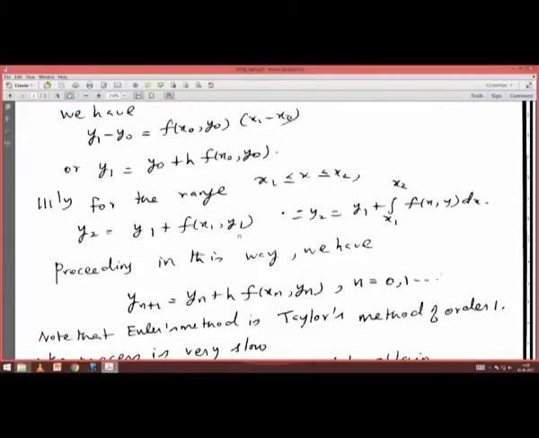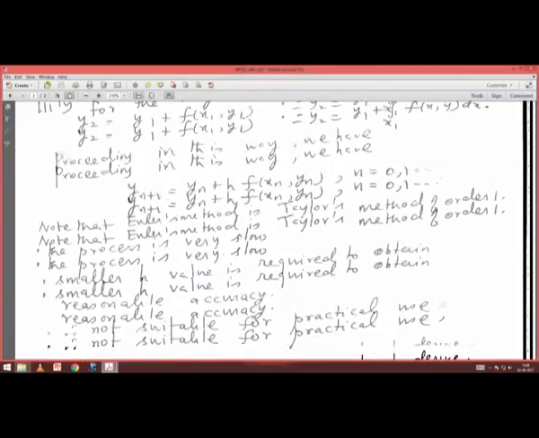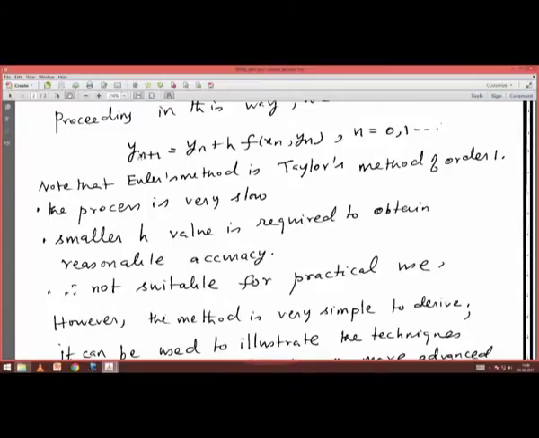So, move ahead similarly till you reach xn plus 1, at which the solution yn plus 1 is given by yn plus h f of xn comma yn for n running from 0, 1, 2, 3. So, you end up with the solution at all the points starting from x naught: you got it at x1, then at x2, x3, etc., xn, and now you have gone to the point xn plus 1, at which the solution is given by this.